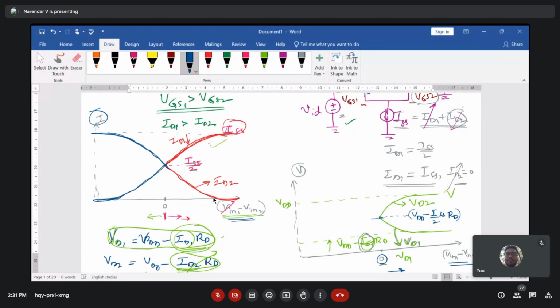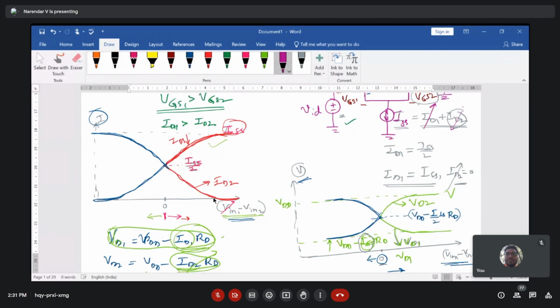Now coming to the voltages VD1 and VD2 with respect to the differential input voltage, what happens to your VD1 here? VD1 becomes a higher value here and becomes the maximum. Whereas here VD2 becomes a lesser value and becomes the minimum value, which is VDD minus ISS into RD. Right? So in both the cases.